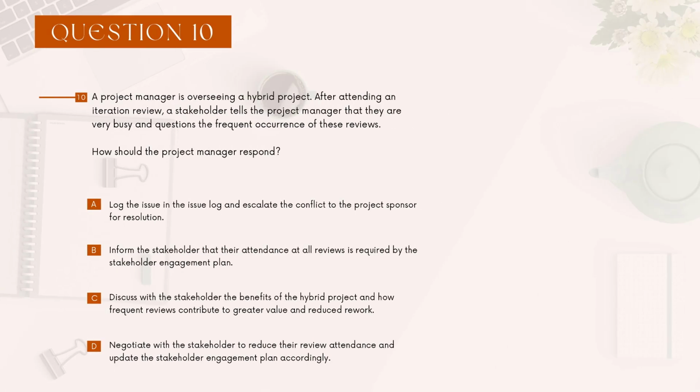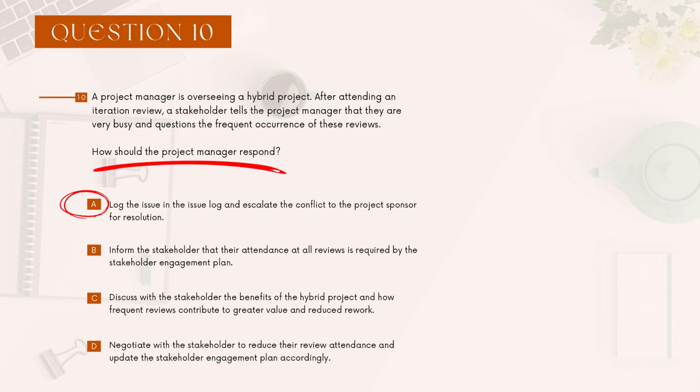10, a project manager is overseeing a hybrid project. After attending an iteration review, the stakeholder tells the project manager that they are very busy and questions the frequent occurrence of these reviews. How should the project manager respond? So the stakeholder says basically like all of us are thinking during our work meetings, what's the point of this meeting? It could have just been an email, right? That's what the stakeholder is thinking. What's up with all these frequent occurrences, frequent meetings, right? Do we really need them? Okay.